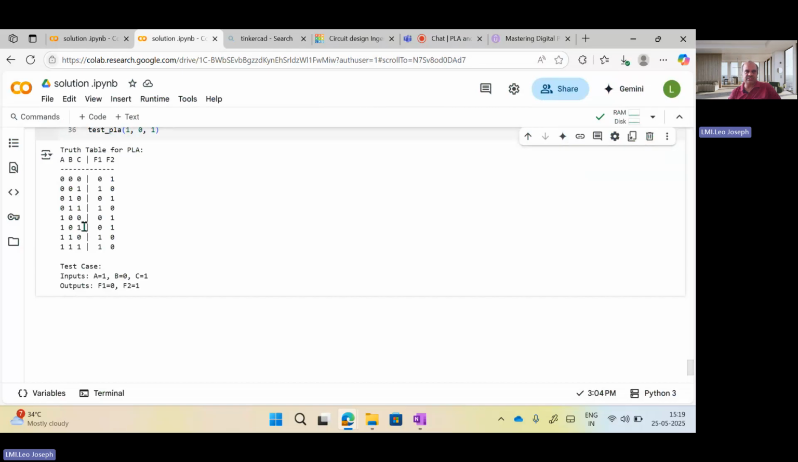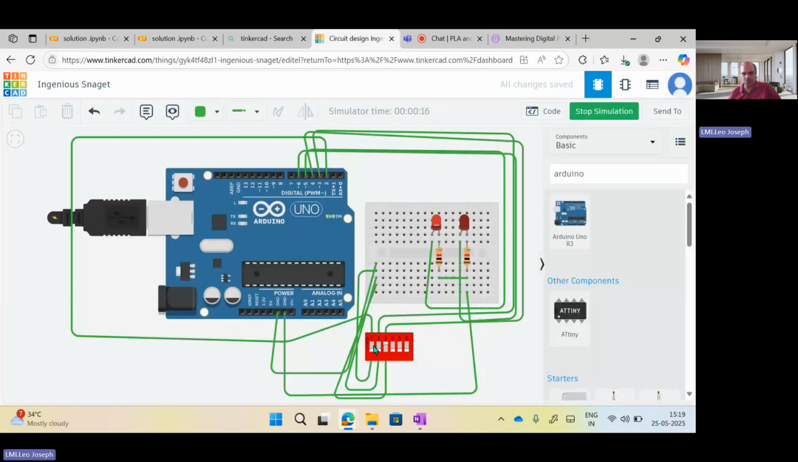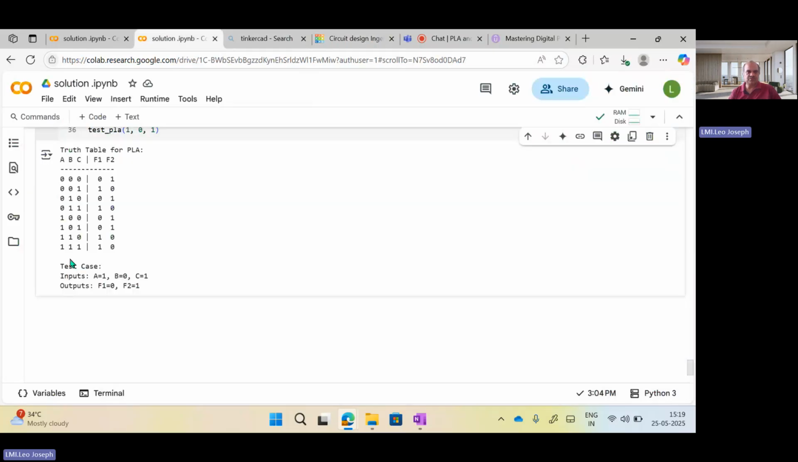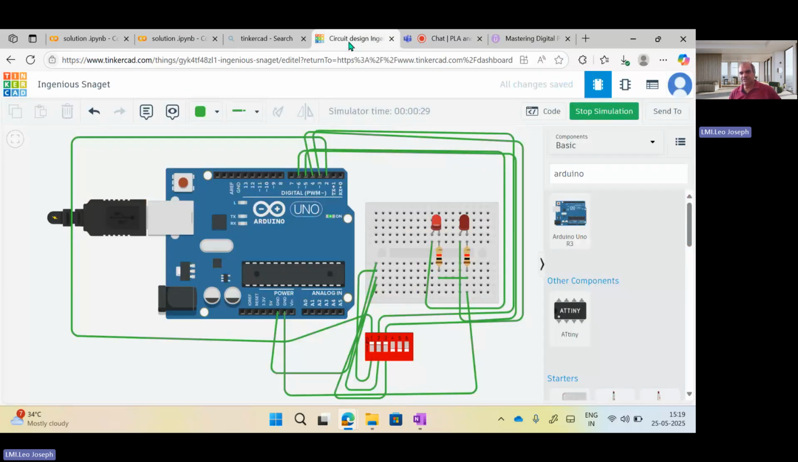So we have to check these 2 points. 1, 0, 0 and 1, 0, 1 we will check so that it will be the same result. So first I am giving 1, 0, 0, then 1, 0, 1, then 1, 1, 1, 1, 0, correct? Clear? So within the simple connection, I have realized one programmable logic array.